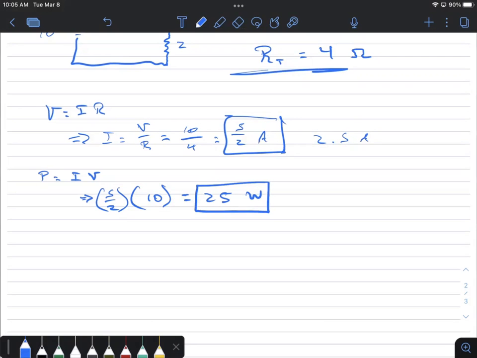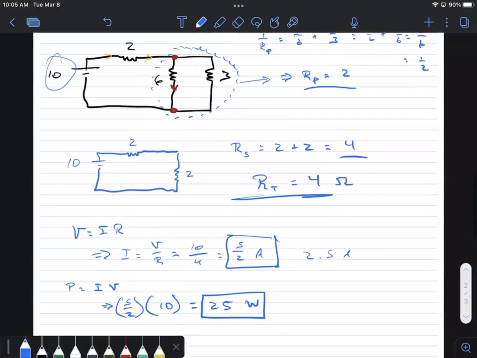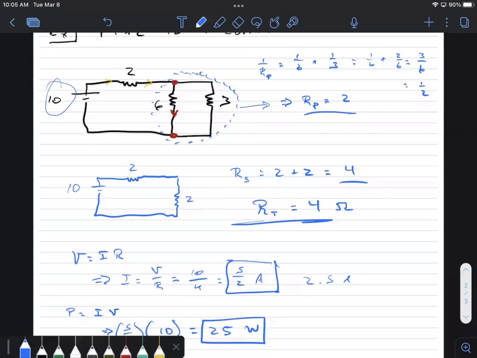And there we go. This is a typical circuit analysis problem for this course. You're given a circuit with some number of resistors. Those resistors are connected in series and parallel, a combination of both. And what you'd be asked for is to find the total current which flows and the total power.